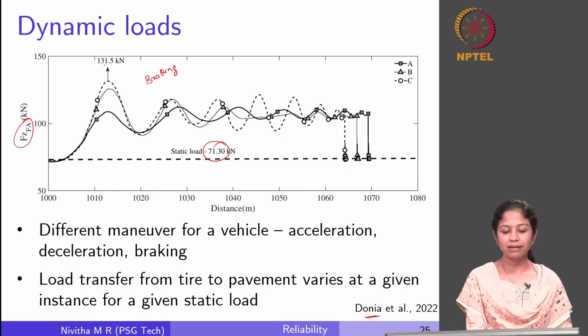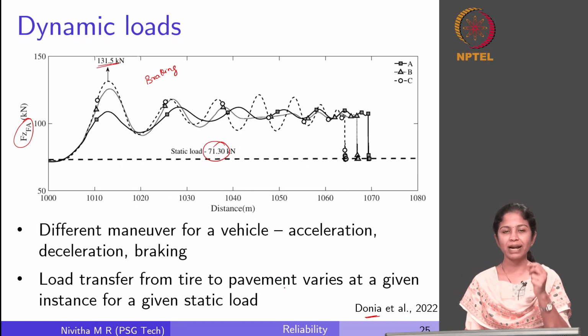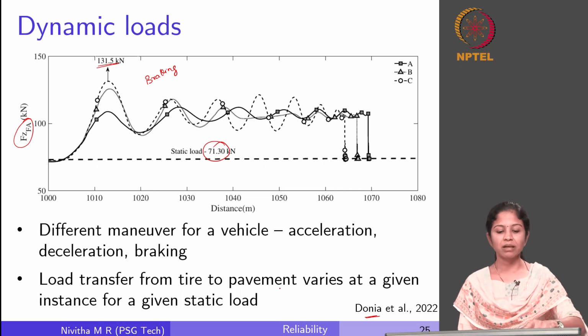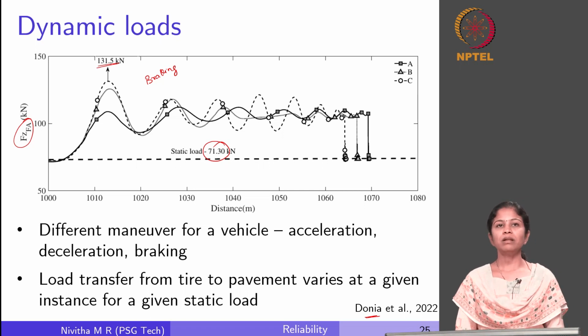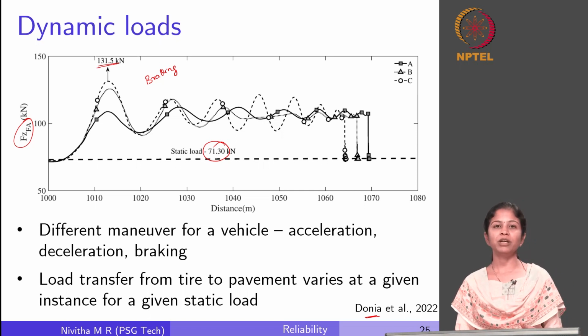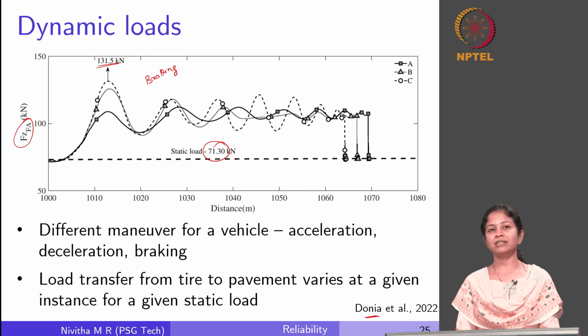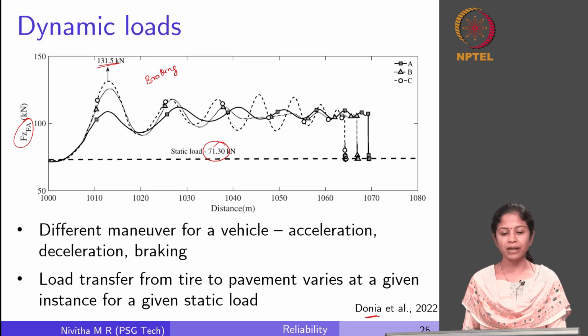She has seen that the wheel loads will go up to 131.5 kilonewton. So, at a moment when this braking phenomenon happens, the load is as high as 131.5 kilonewton. So, even the axle load, which we assume to be a constant for a given vehicle, is not a constant, but varies depending upon these kinds of maneuvers, right.